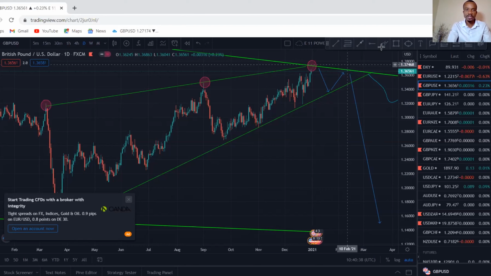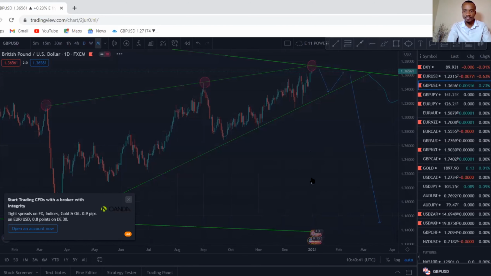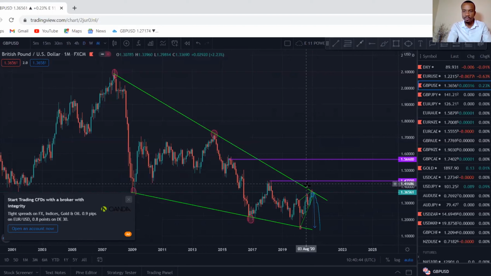If price decides to break out of this area, then price will be shooting to the upside, going to this target from a monthly time frame, around this area there of 1.43550. If 1.34550 is broken, it will go to 1.56600. But at the moment, our first thought process is that there will be a third touch there, then price goes to the downside. So that's what we are looking at.